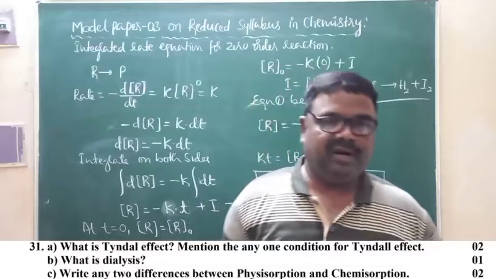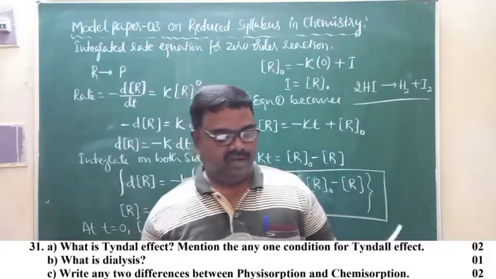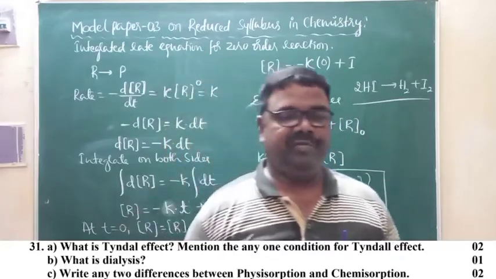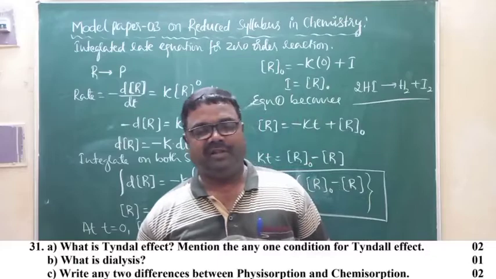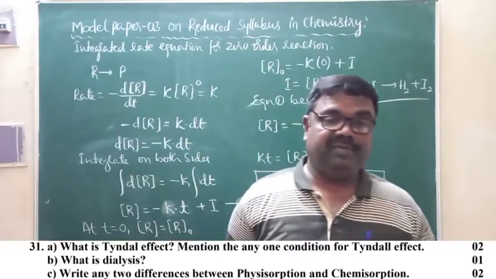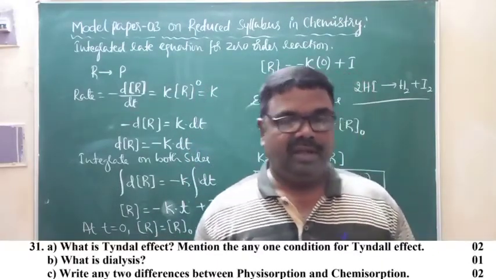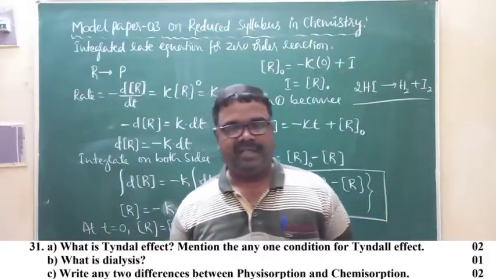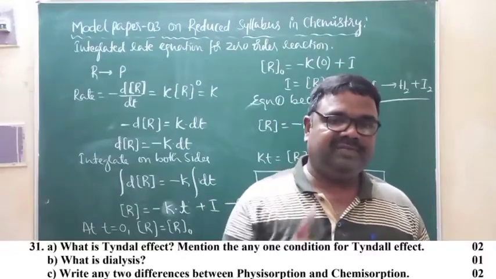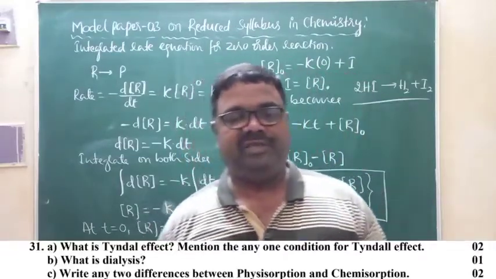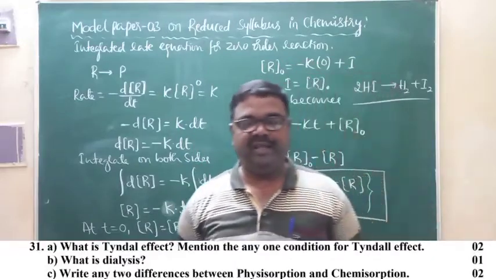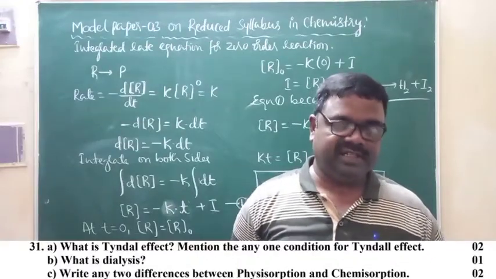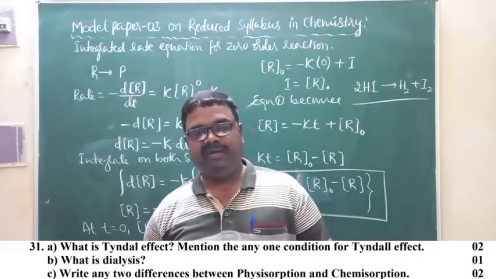What are the conditions for Tyndall effect? One condition is the diameter of the dispersed phase particles should not be much smaller than the wavelength of the light used. Second condition is there must be a large difference in refractive indices of dispersed phase and dispersion medium. This is one more condition there. But you are asked for only one condition.